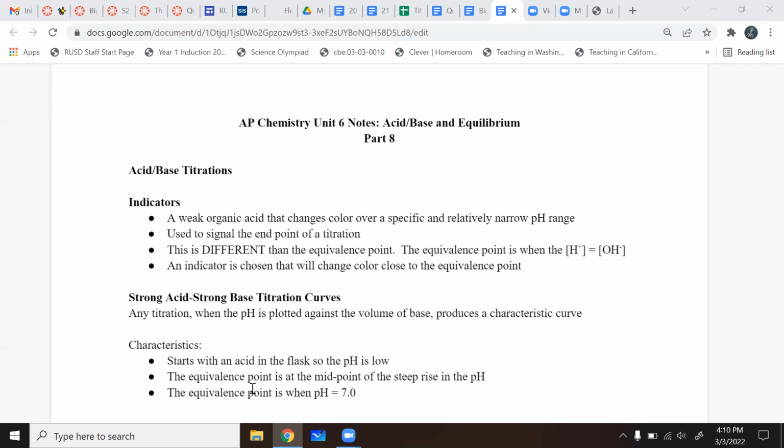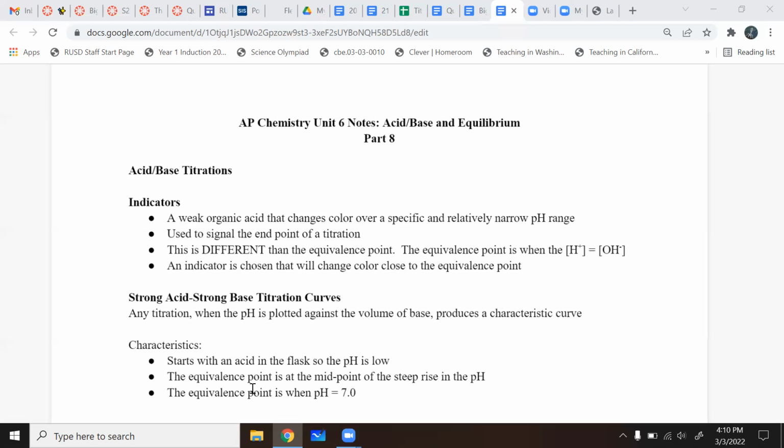Our equivalence point is when our H plus or H3O plus ions are equivalent to our OH minus ions in solution. Again, if you pick your indicator correctly, you can pick an indicator that will change right about the same place that that equivalence point exists. But again, you have to pick the correct one.